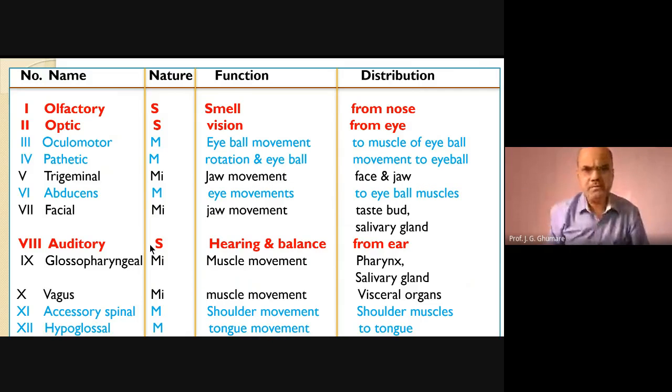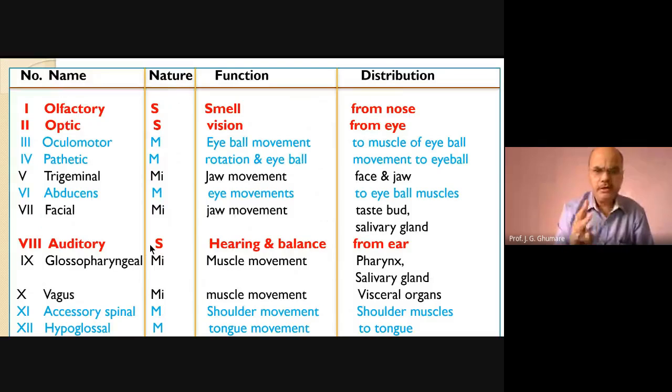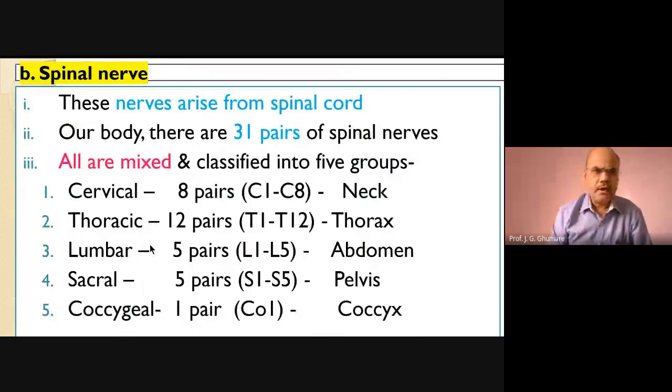Once again, I'll repeat, we'll have three which are sensory, five which are motor, and the remaining four which are mixed type. You need to learn these 12 names by heart. Okay. Now, the second type is called a spinal nerve, the nerve which arises from the spinal cord.